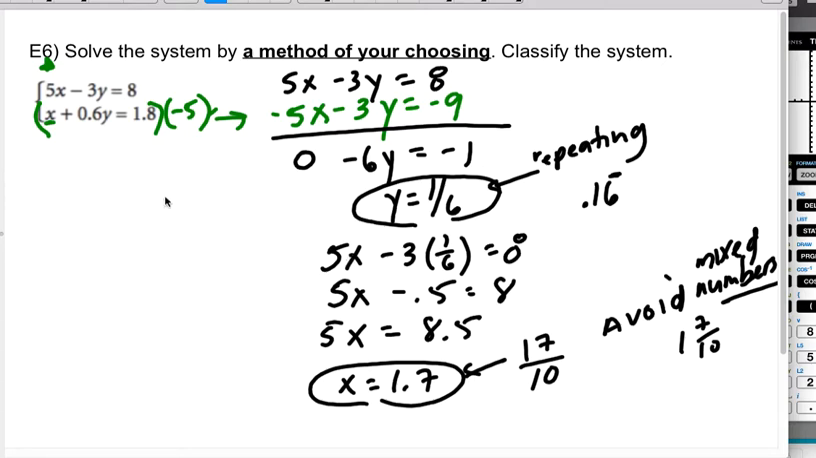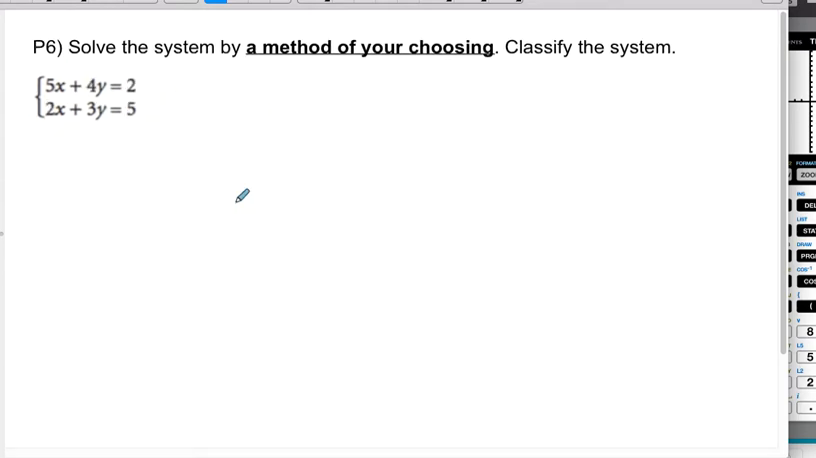The other option is if you see these decimals and your first thought is, no way, I'm not going to do that, you could easily graph this one. Keep in mind that if you graph it, you're going to have to recognize that this y is actually a repeating number. The 1.7 is not. It's just 1.7. So, all right, moving on to P6.